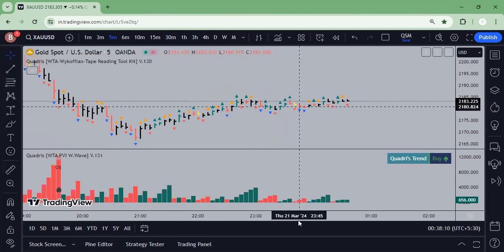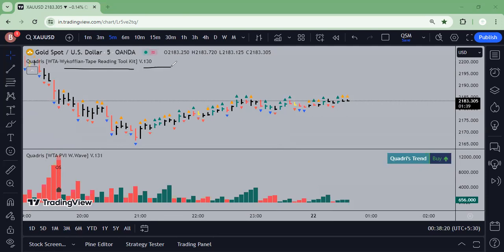So today's session, I'm going to introduce the launch of Tape Reading Toolkit version 130 and the WTA price volume indicator along with VSA wave. I've merged these two concepts together.